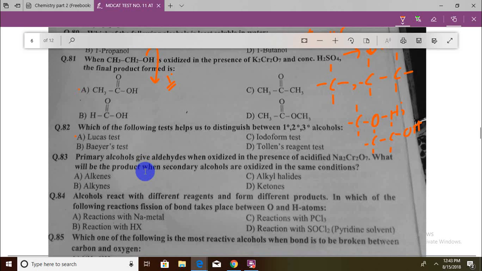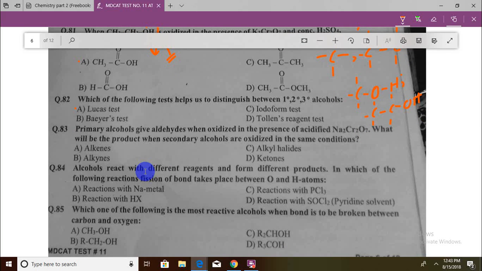Primary alcohols give aldehydes when oxidized in the presence of acidified Na2Cr2O7. What will be the product when secondary alcohols are oxidized in the same conditions? Right, well, obviously it's going to be ketones.